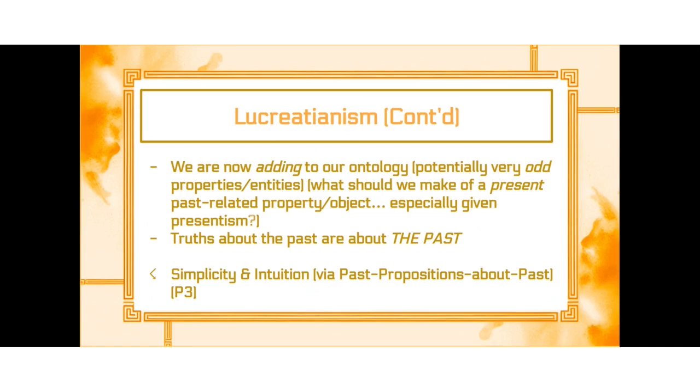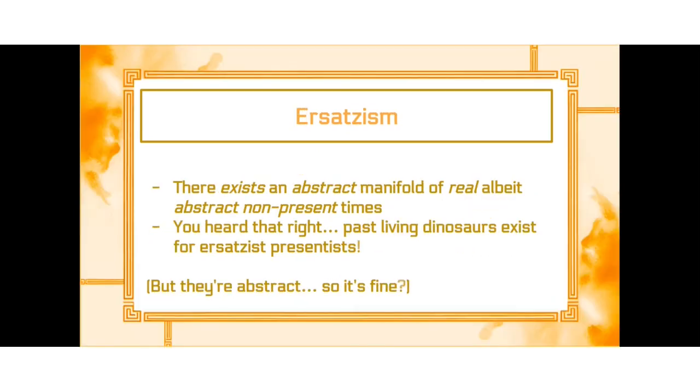Also, truth about the past, like we said, is about the past, right? When I say dinosaurs are cool, I'm not making reference to any Hesiod that's encoding the past state of the world. I'm talking about actual dinosaurs out there in the past, right? But crucially, I don't think they exist anymore. So this seems to contradict simplicity and intuition. It seems to contradict the whole past propositions about the past statement that we want to have true.